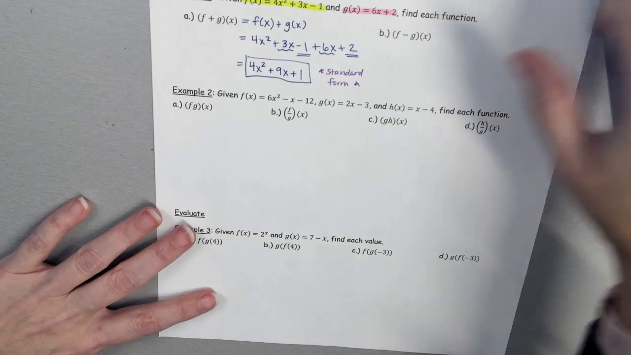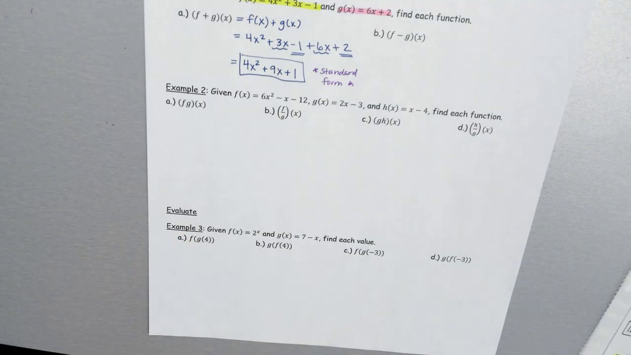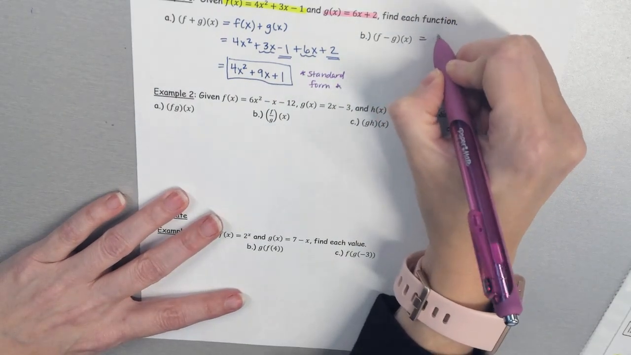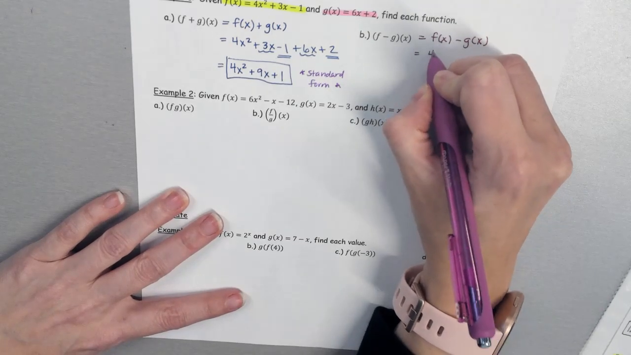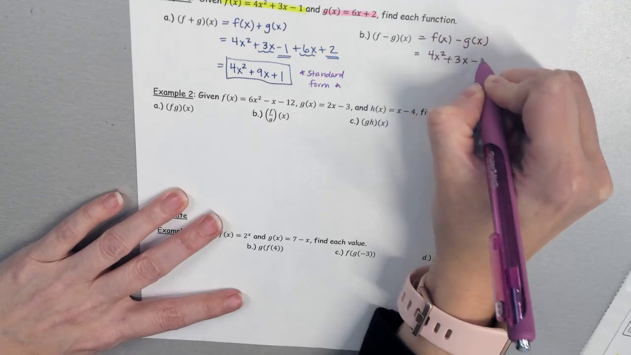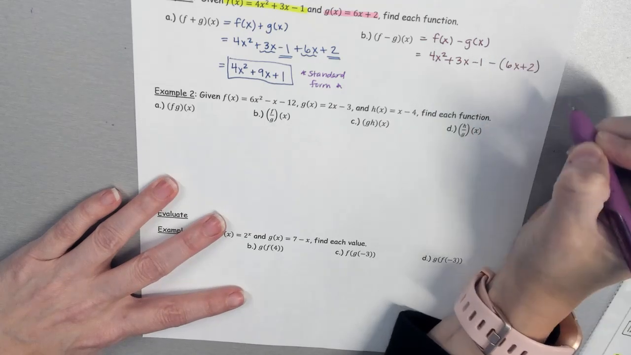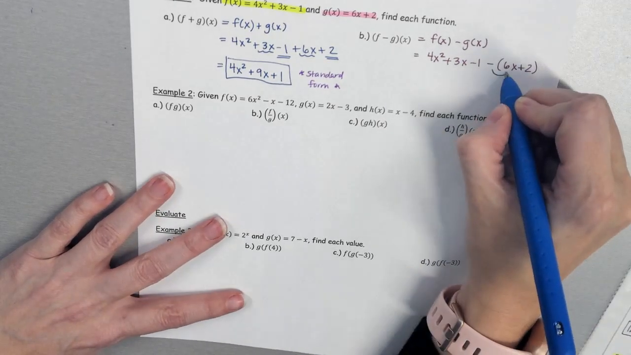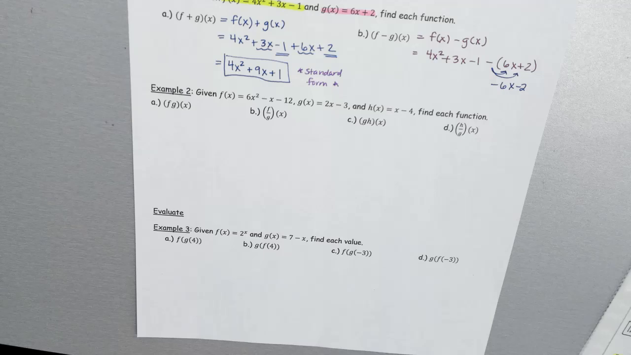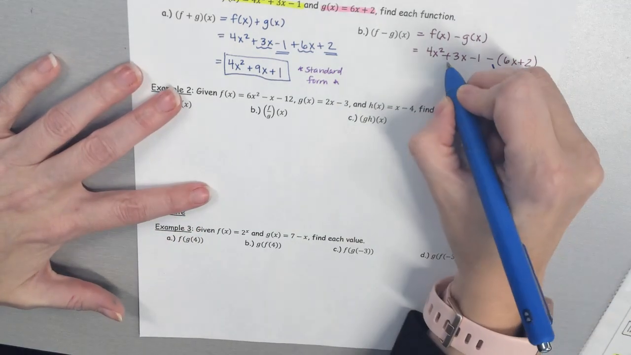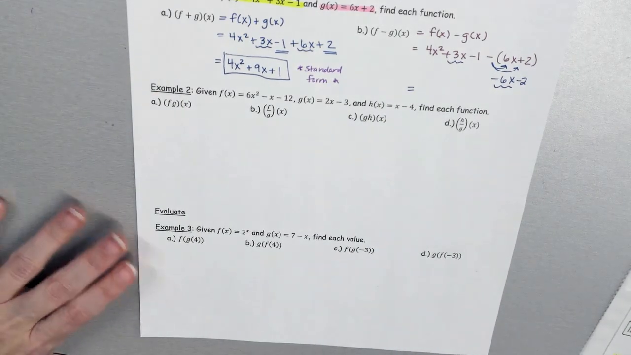Okay, the subtraction is very similar. Just with your subtraction, you have to remember to distribute the negative. So this means f of x minus g of x. Okay, and if you subtract, you'll often see this in parentheses as a reminder to distribute the negative to the 6x and the 2. So it's minus 6x minus 2. Okay, so then combine your like terms, and then will you guys write your final polynomial in standard form?